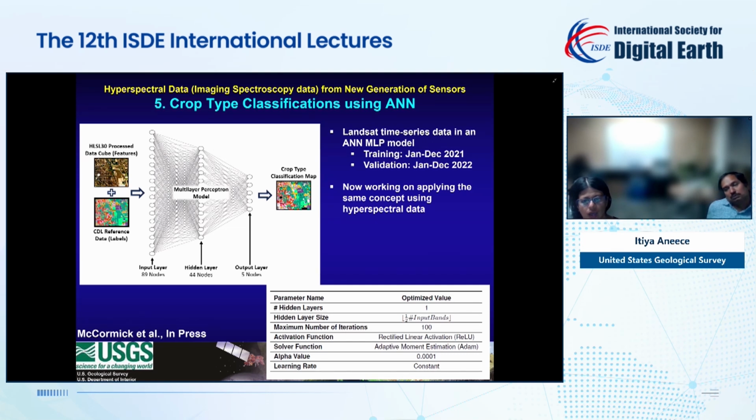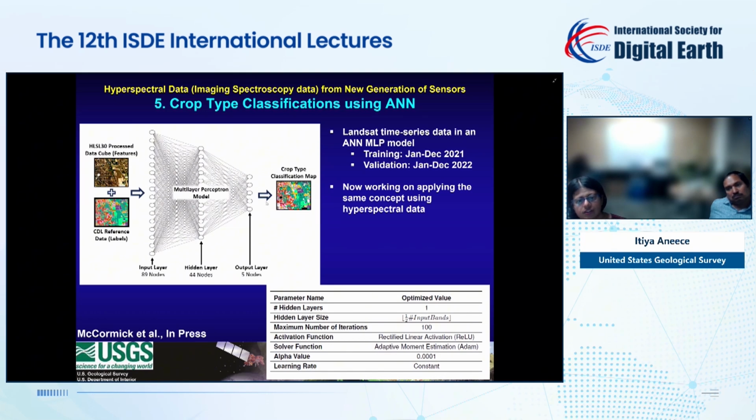We put those into an artificial neural network called the multi-layer perceptron model. And that basically consists of one input layer, a few hidden layers, in this case, we used one, and then an output layer. We had about 89 bands that led to the 89 nodes of the input layer. We used a hidden layer that was about half that size. And then the output layer had 5 nodes corresponding with the 5 crop type classes that we were evaluating. And we're working on using the same model for hyperspectral data currently.